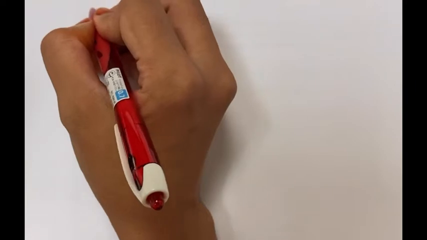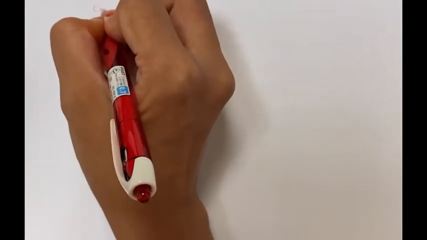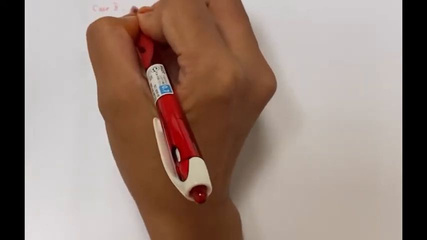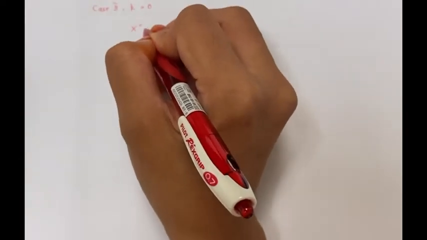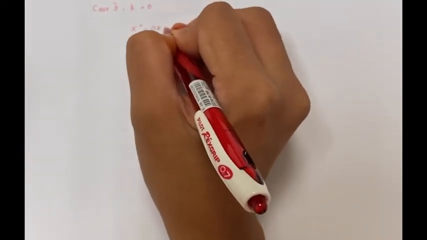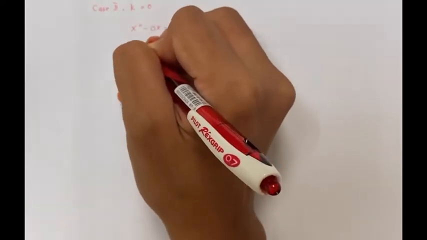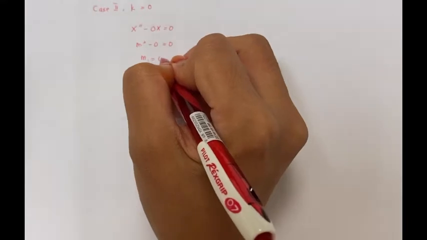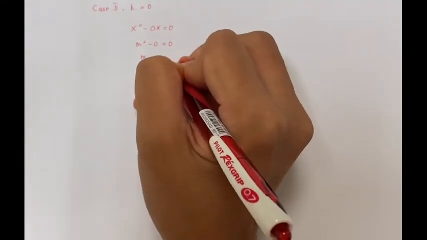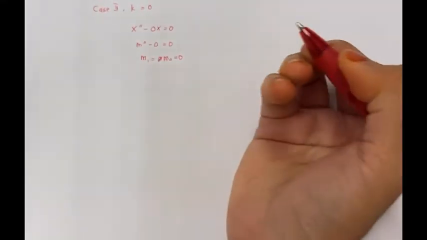The second case, case 2, when K is equal to 0. When K equals 0, again we substitute K with 0. So we have 0x equal to 0. So m square minus 0 equal to 0. So basically m equal to 0, m1 equal to m2 equal to 0.